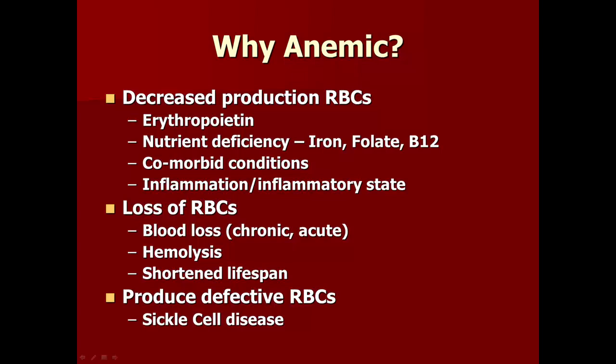So as we think about decreased production of red cells, there are some important things to think about. One, erythropoietin. Erythropoietin is the primary stimulus to the bone marrow to produce red blood cells. Anoxia is a very poor secondary or even tertiary stimulus for the bone marrow. 90% of the erythropoietin, the hormone, is produced by the kidneys. About 10% comes from the liver.